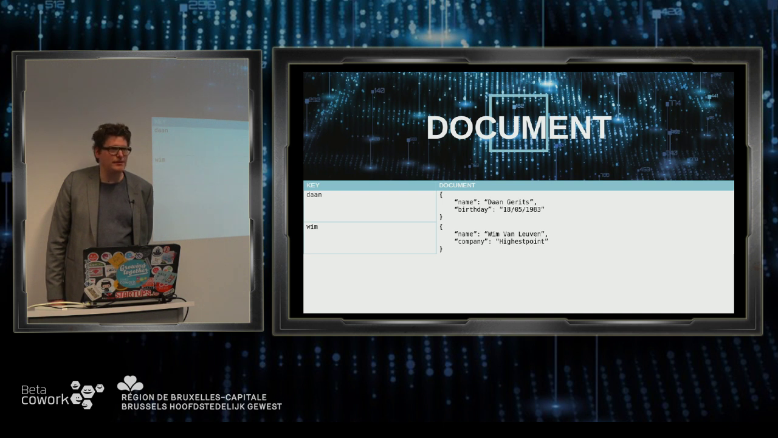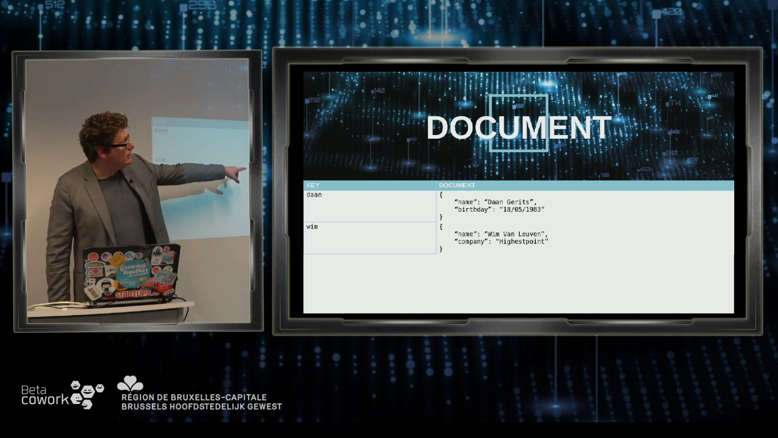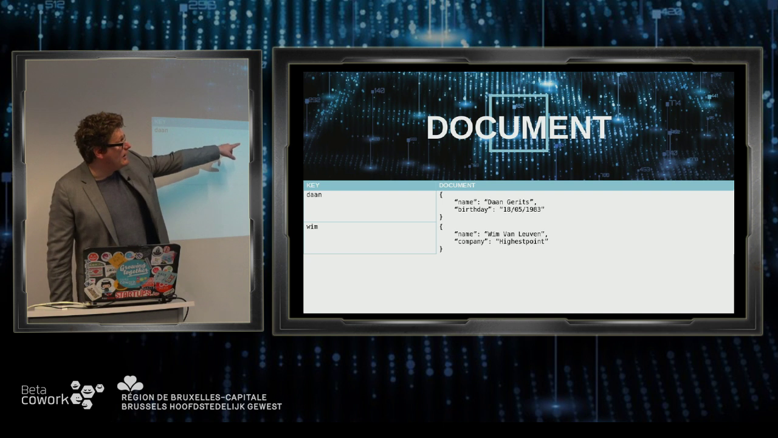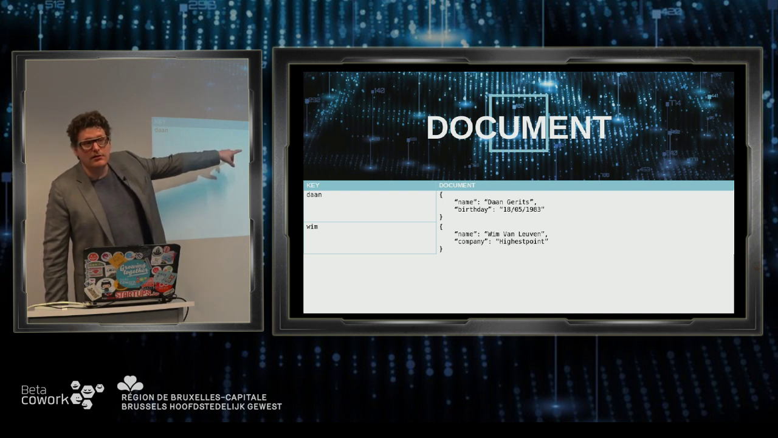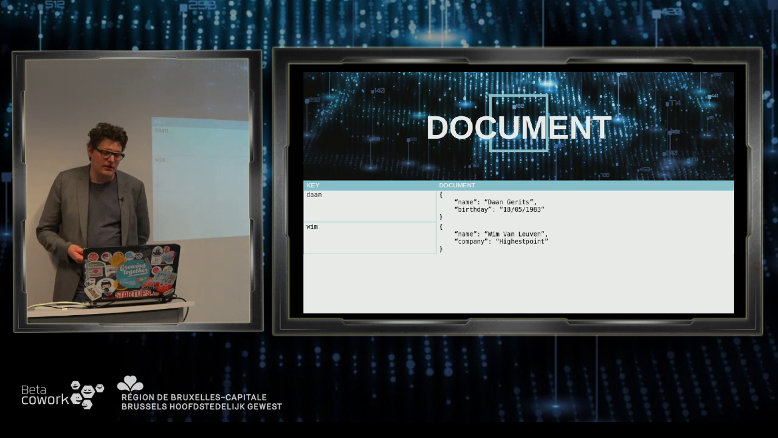Now that document has some sort of structure, but it doesn't necessarily need to have the same structure every time. As you can see over here, Wim doesn't have a birthday, and I don't have a company. This sounds a lot like a relational database, where you would just have a record in a table. But the main difference is that your records don't necessarily need to look the same. They don't even need to have the same fields in there.